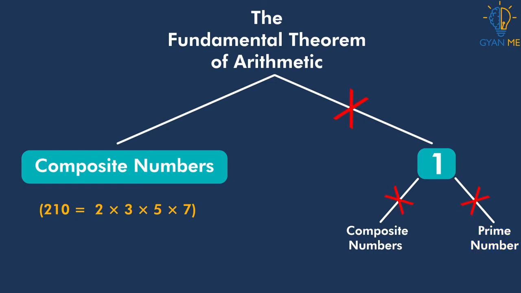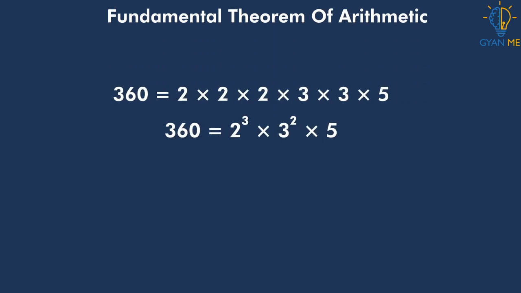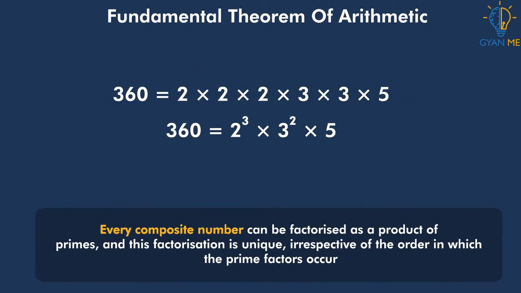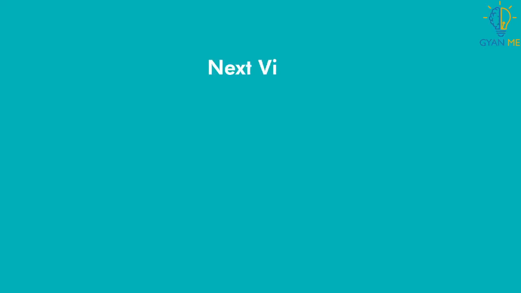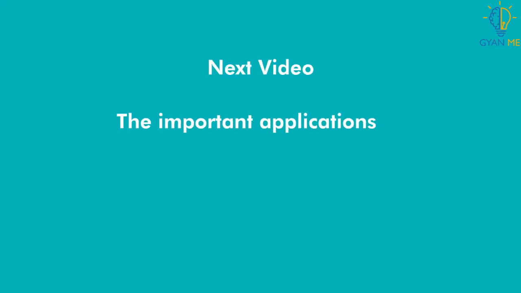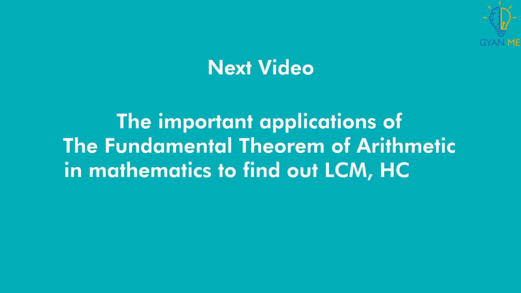So in this video, we have learnt about fundamental theorem of arithmetic. The fundamental theorem of arithmetic states that every composite number can be expressed as a product of primes, and this factorization is unique irrespective of the order in which the prime factors occur. The fundamental theorem of arithmetic is not applicable to the real number 1. In next video, we will learn about the important applications of the fundamental theorem of arithmetic in mathematics to find out LCM, HCF, etc.